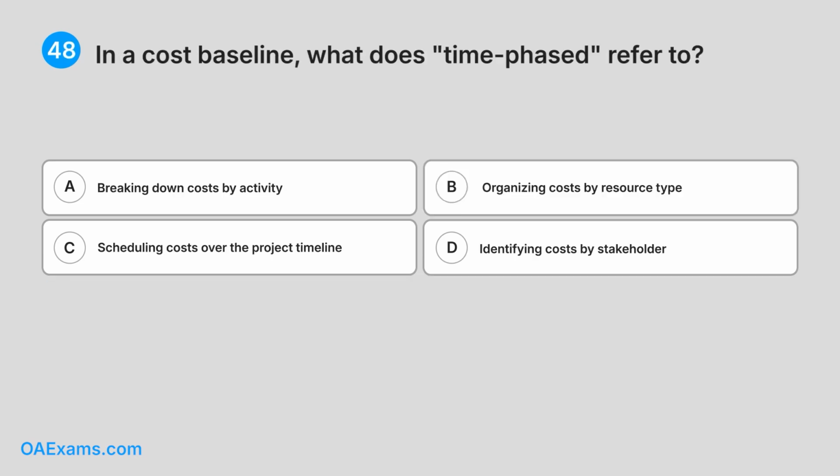48. In a cost baseline, what does time-phased refer to? A. Breaking down costs by activity. B. Organizing costs by resource type. C. Scheduling costs over the project timeline. D. Identifying costs by stakeholder. What do you think is the answer?